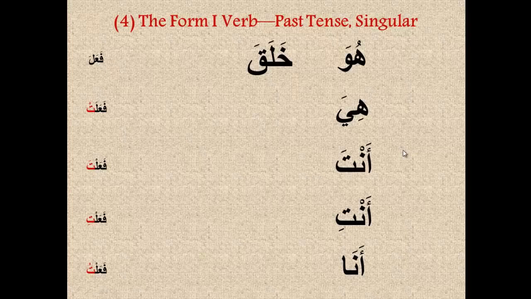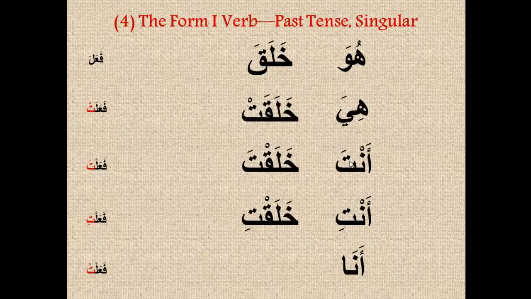Notice how this follows the pattern fa'ala. What are the root letters? They are kha, lam, and qaf. Very basic verb. How do we conjugate it for hiya? We add a ta with a sukoon. Khalaqat. Anta would have a ta with a fatha at the end. Anta khalaqta. Anti khalaqti, with a t at the end. And ana khalaqtu.